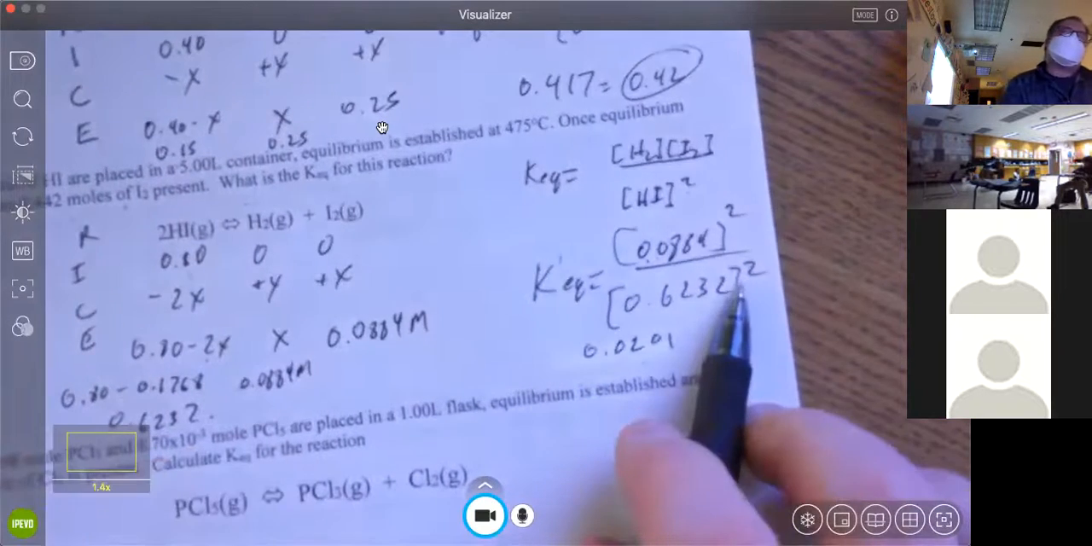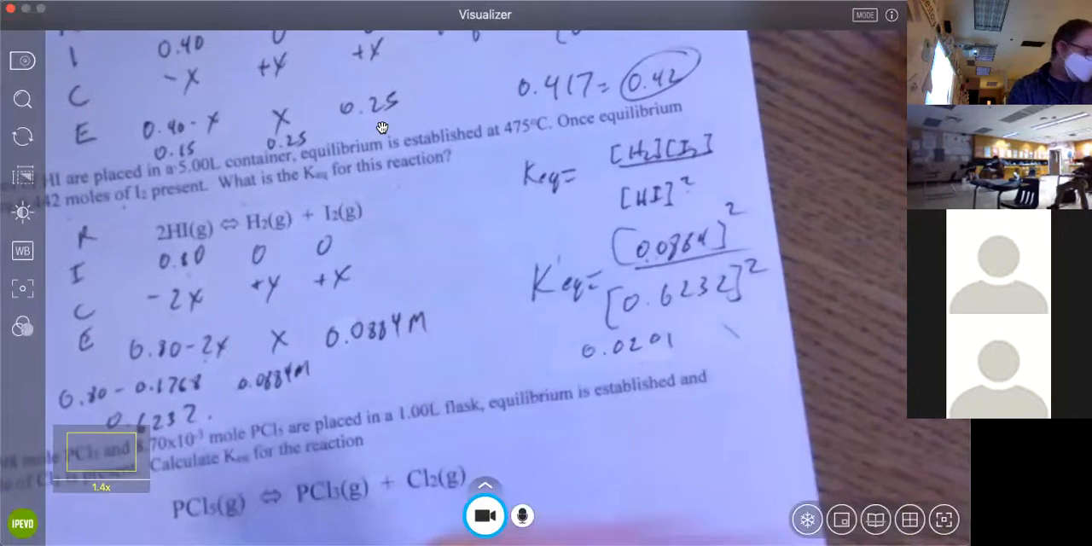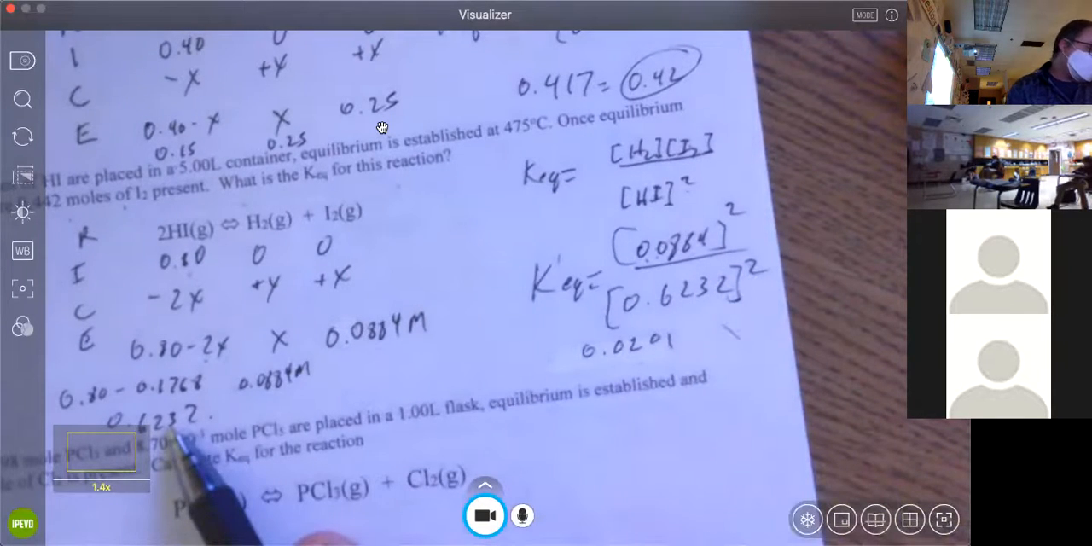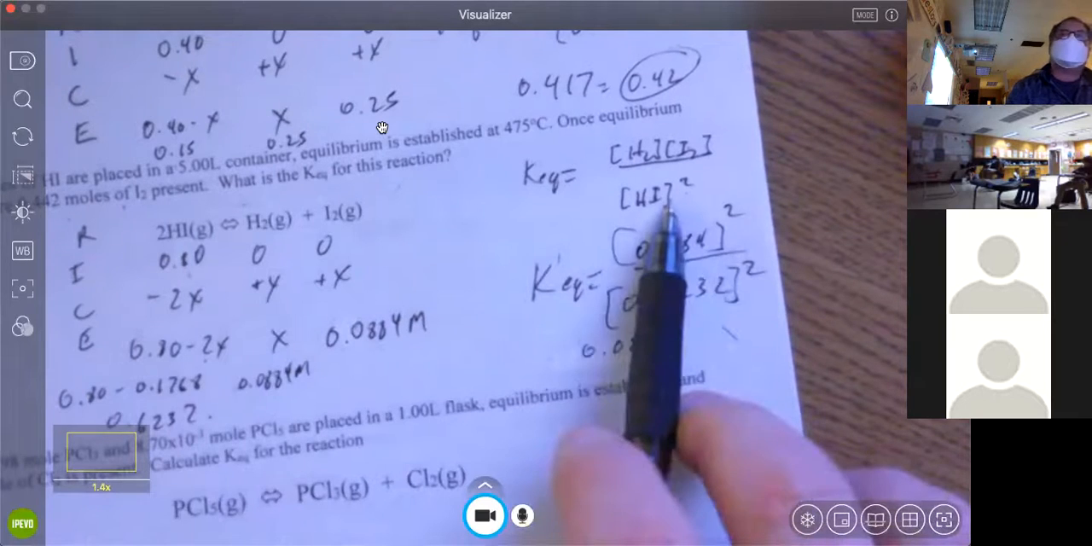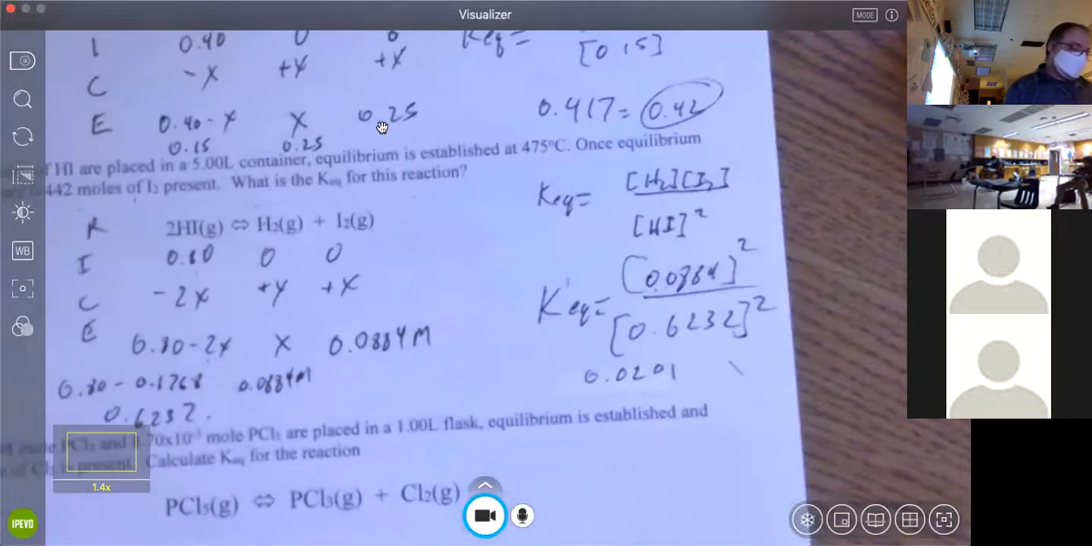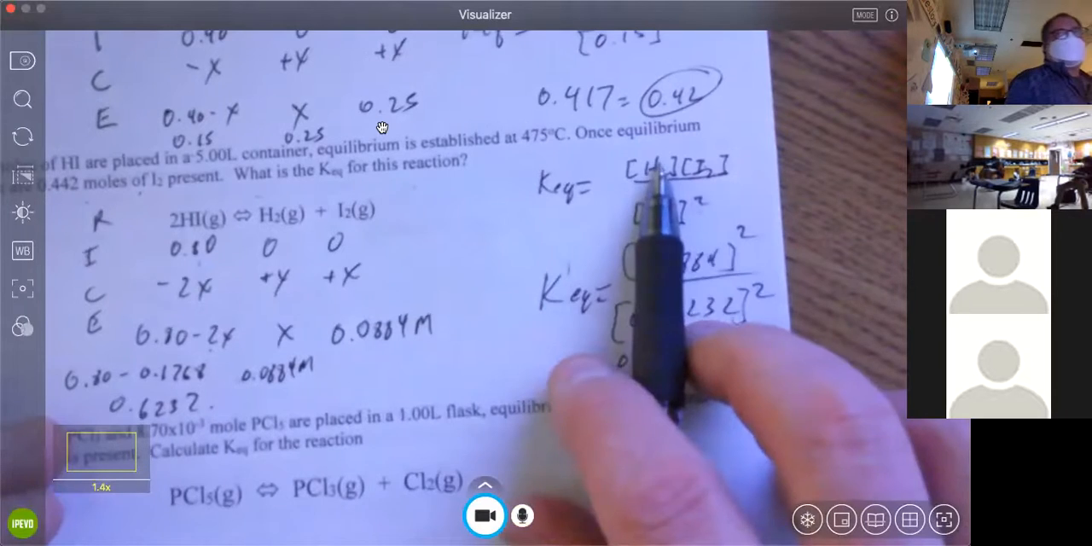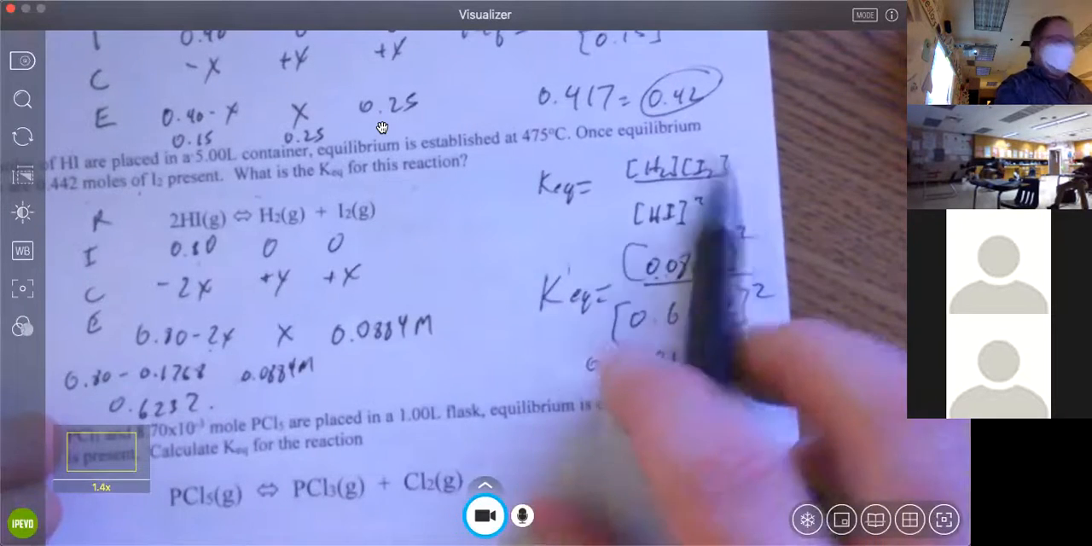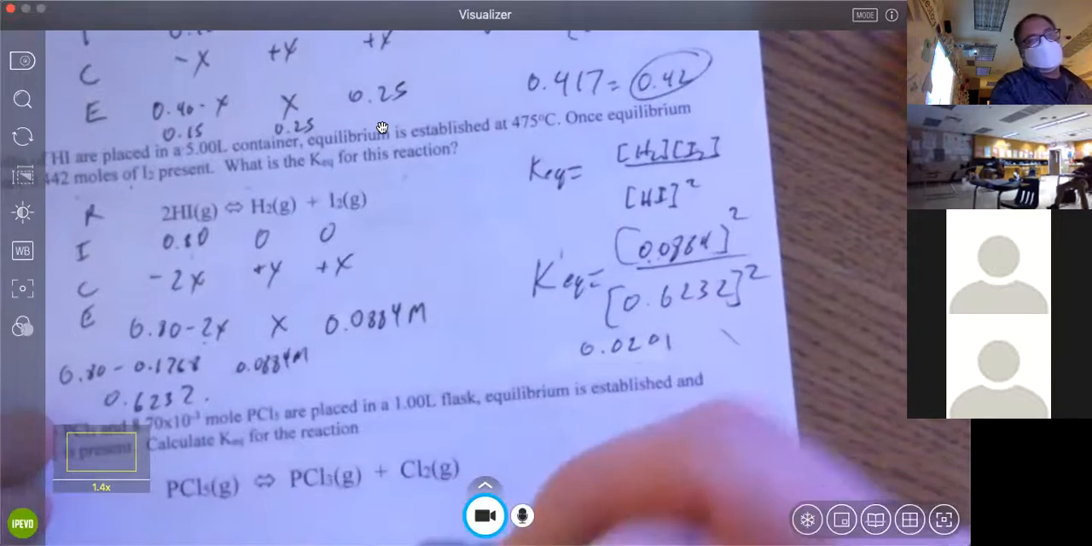So why did I have to square that? Because up here, remember, this right here is not squared. That is just the concentration of it. So from the formula, we had to square that too. Why was this squared? Because we had the concentration of H and I, and they were equal.